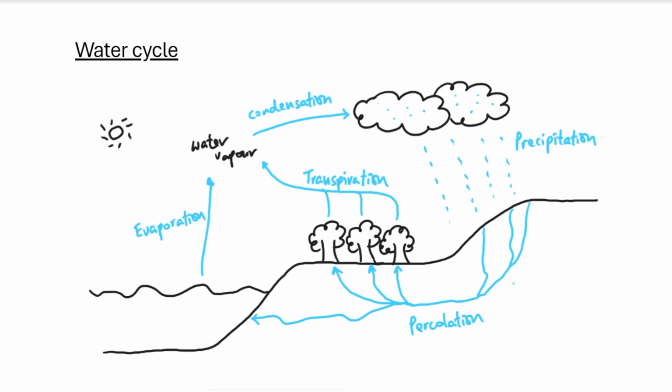And you can see how it goes back into plants or back into the oceans and rivers where the water was first lost. So this is the water cycle. Make sure you remember what the keywords are and what they mean when it comes to exam questions.